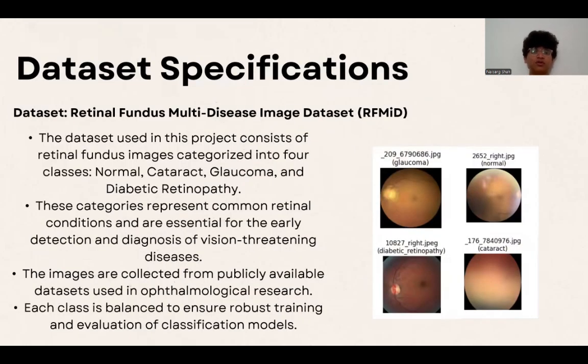So for this purpose, we use the retinal fundus multi-disease image dataset. It includes four key categories: normal, cataract, glaucoma, and diabetic retinopathy. These are all conditions with significant impacts on our vision, and accurate classification can dramatically improve outcomes through early intervention.